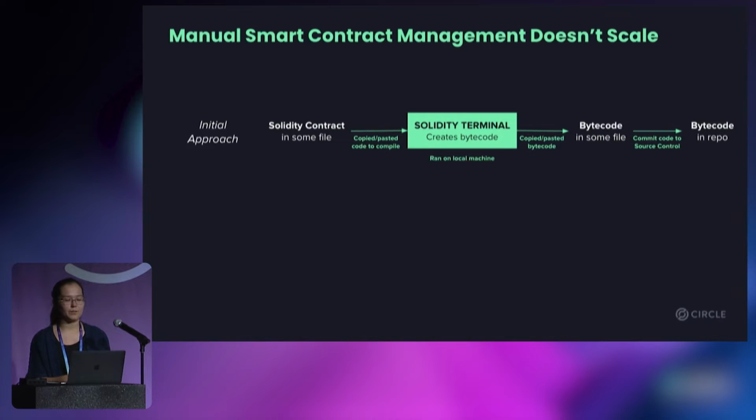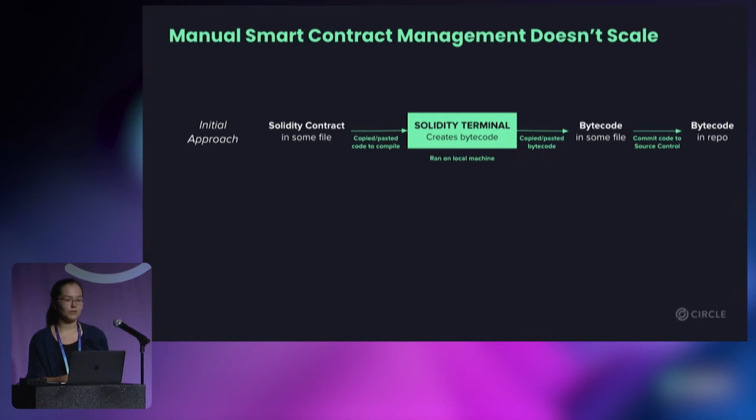Now, we'll talk about how Circle manages our smart contracts. Over the last several years, Circle has grown hugely. I mentioned before that we went from 3 to 40 blockchain engineers, and processes that worked once just couldn't keep working. Let me tell you a story of how we managed our contracts way back in the beginning.